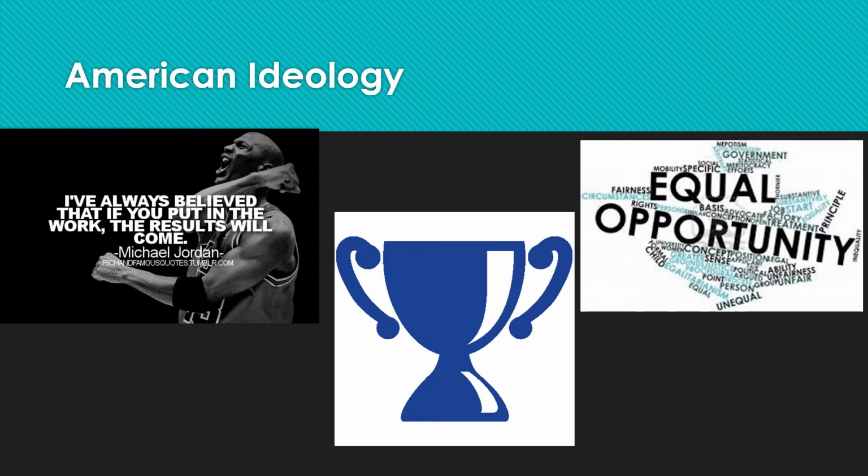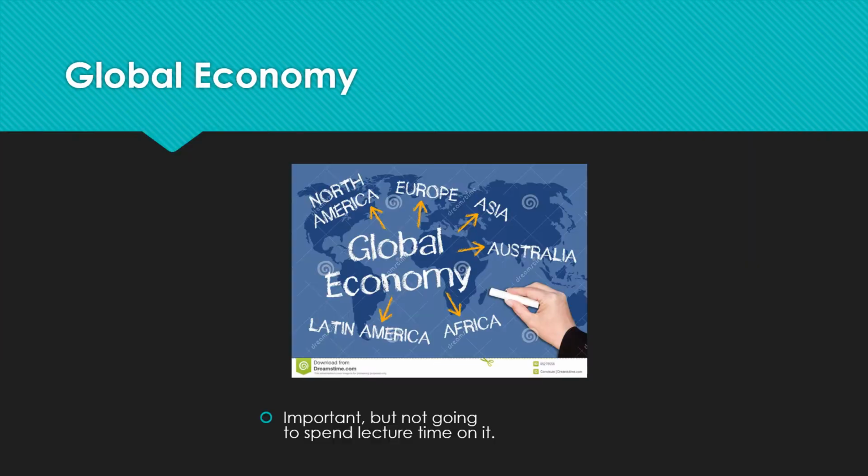So you see in the picture on the left, we have Michael Jordan. I've always believed that if you put in the work, the results will come. One of the great classic celebrity examples of hard work, coming from North Carolina, attending UNC, and then becoming one of the greatest basketball players ever. The trophy in the middle shows individual achievement. And then on the right, we see equal opportunity, which is something that people are still striving for in a lot of different ways within the United States.